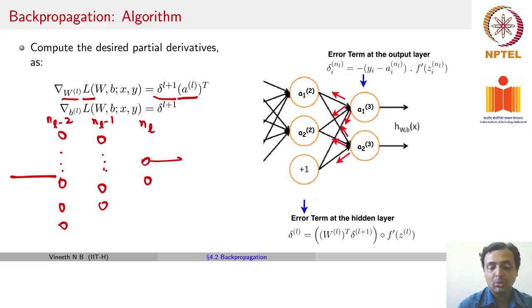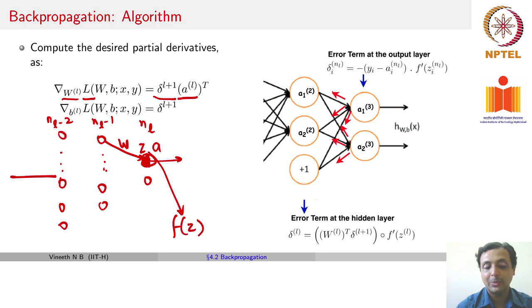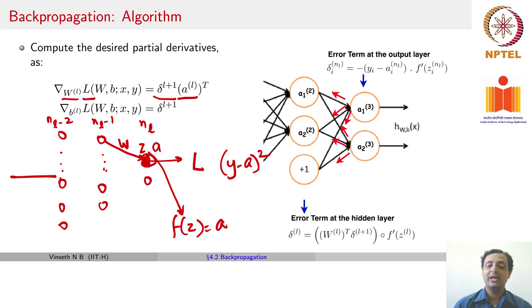Now, in the last node in the output layer, let's draw that a little bit bigger. This W is what we want to compute the gradient with respect to, and this is Z. When you apply the activation on Z, it becomes A. So the way Z and A are related is f of z is equal to a, where f is the activation function of your choice. And this a is finally used to compute your final loss function. Remember, we said it is y minus a whole square, where a is the output and y is the expected output.